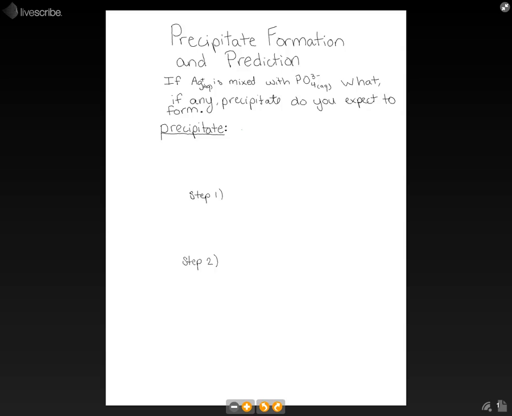A precipitate is a solid that's insoluble that forms from a reaction of dissolved species in a solution.